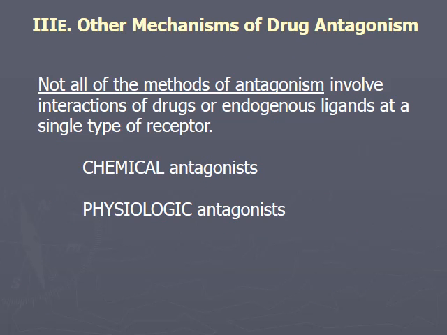Okay. Now, two more types of antagonists, and we'll be finished with this section. The first are the chemical antagonists. The second are the physiologic antagonists. To put the cart before the horse, chemical antagonists do not block a receptor directly. And physiologic antagonists use totally different receptors to oppose the agonist. So chemical antagonists do not directly block the receptor. Physiologic antagonists use totally different receptors to oppose the agonist.